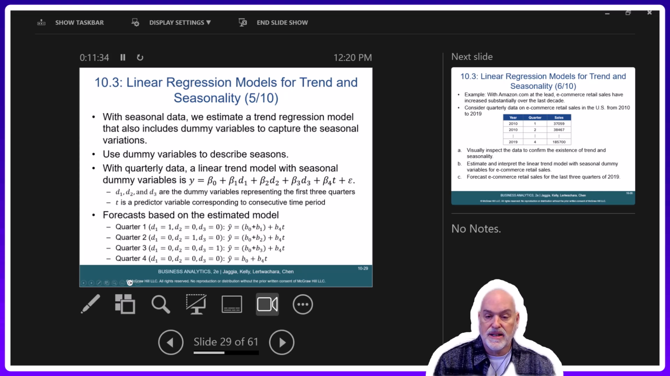With seasonal data, we estimate a trend regression model that also includes dummy variables to capture the seasonal variation. Use dummy variables to describe seasons. With quarterly data, a linear trend model with seasonal dummy variables is this formula here. D sub 1, D sub 2, and D sub 3 are the dummy variables representing the first 3 quarters. T is the predictor variable corresponding to the consecutive time period. And here's the forecast based on the estimated model.